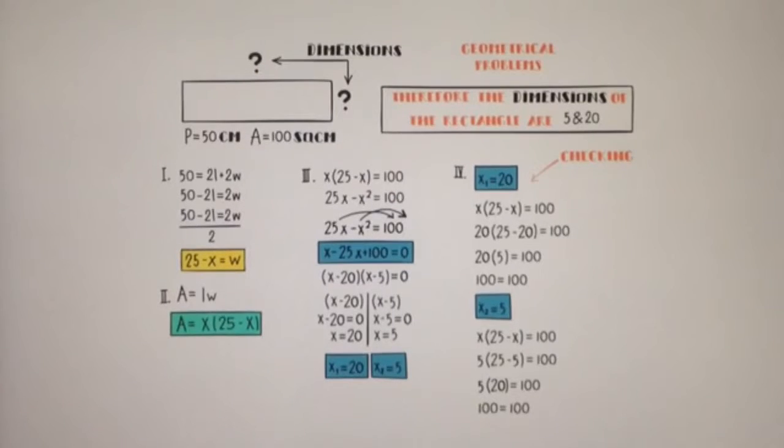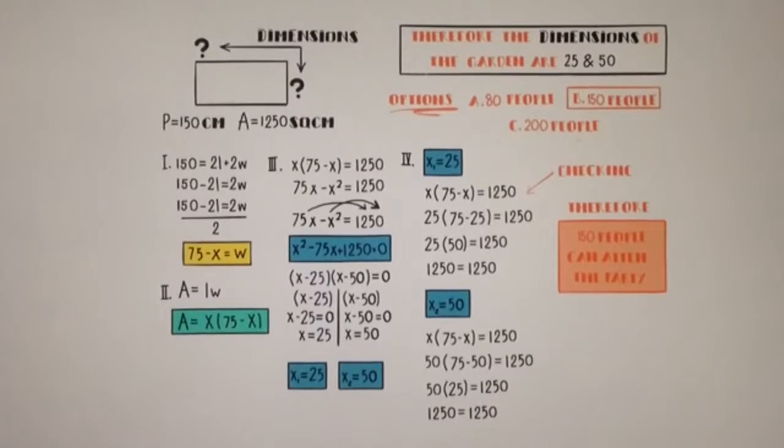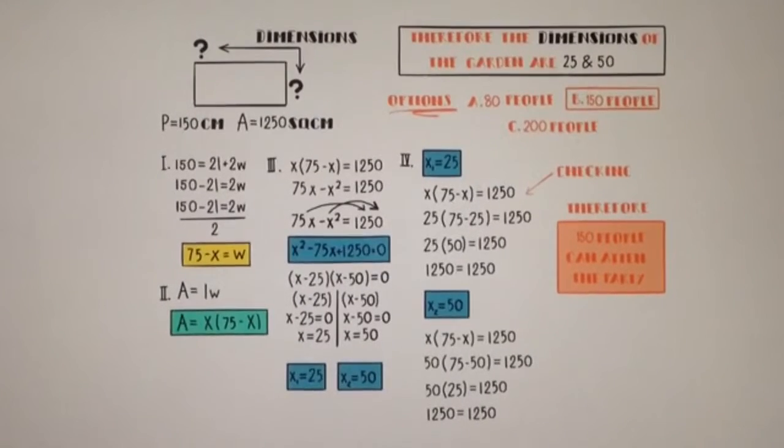We do the same to the other side. 5 times 25 minus 5 equals 100. And simplify to 5 times 20 equals 100. And now that would give us 100 equals 100.